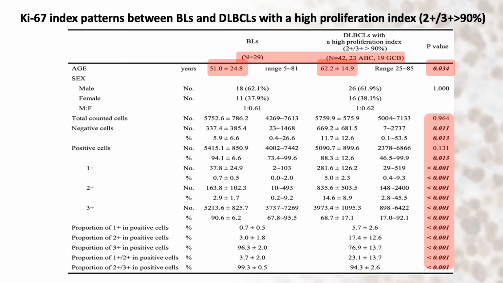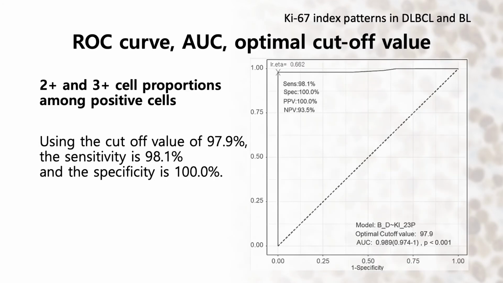Although DLBCL with a high proliferation index showed similarly high index to that of Burkitt lymphomas, the number and the proportion of 3 positive cells were higher in Burkitt lymphoma than those in DLBCLs. And those of negative cells, 1 positive and 2 positive cells, were higher in DLBCLs than those in Burkitt lymphomas.